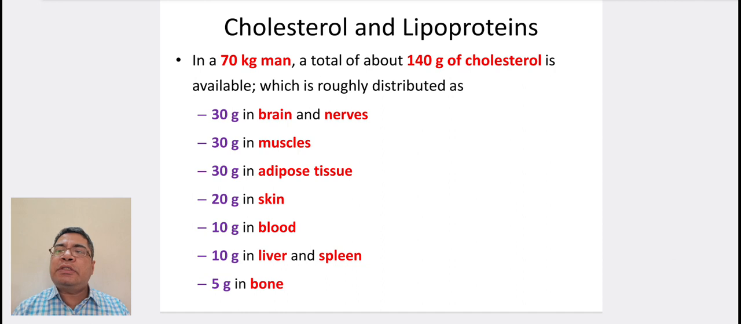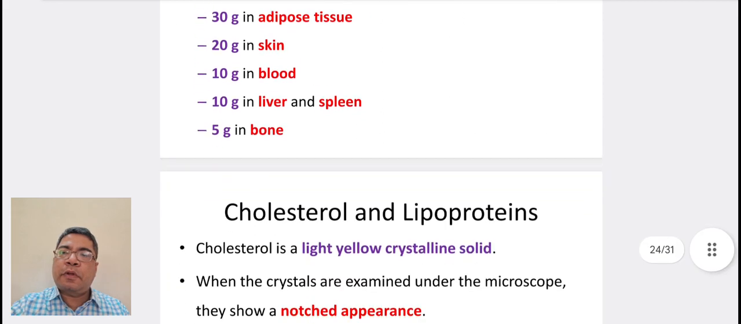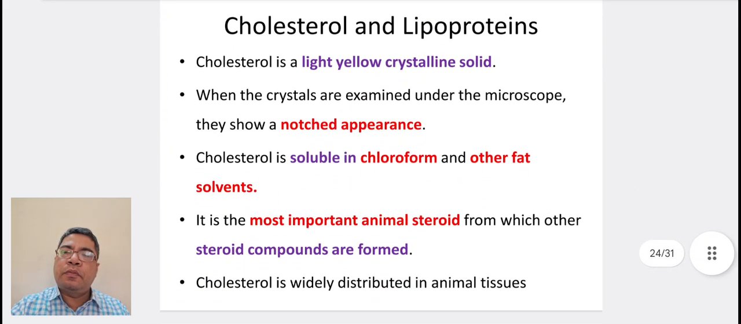In a 70 kg man, a total of about 140 gram of cholesterol is available, which is roughly distributed as 30 gram in brain and nerves, 30 gram in muscles, 30 gram in adipose tissue, 20 gram in skin, 10 gram in blood, 10 gram in liver and spleen, and 5 gram in bone.